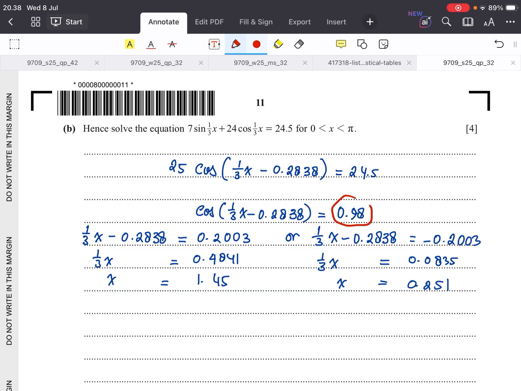Since this one is positive, cos positive can be in either the first quadrant, or it can also be on the fourth quadrant. On the fourth quadrant, it is negative 0.2003. So we have two solutions. The first is x equals 1.45 and the second is 0.251.